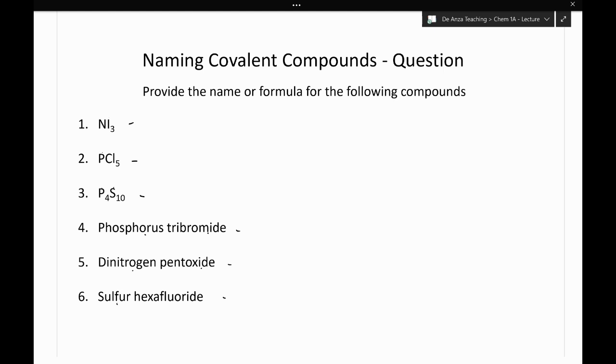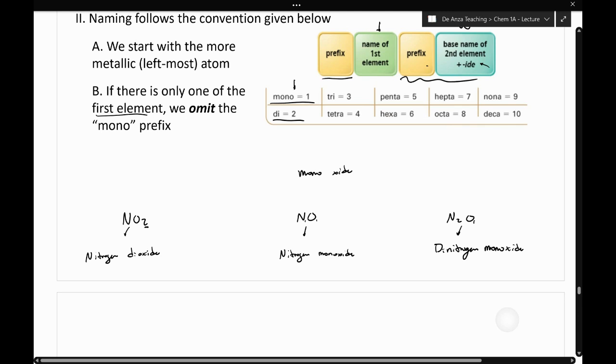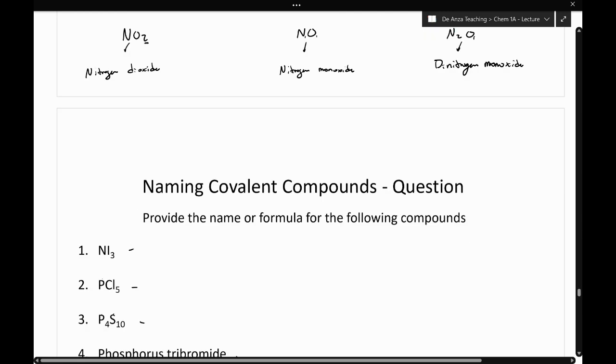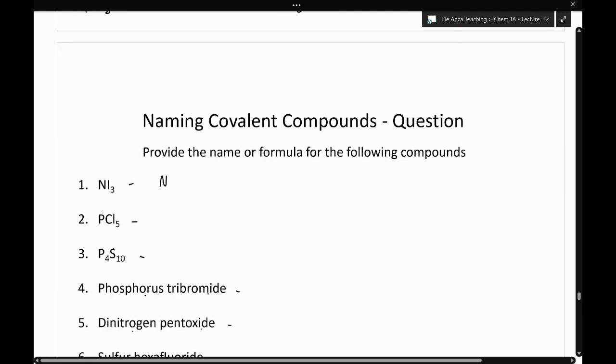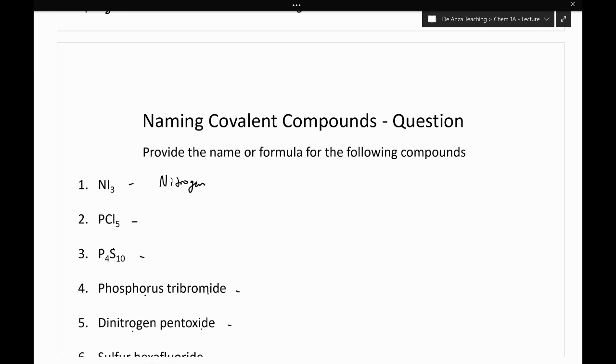So when we name these in the first 3 instances, we follow the scheme we just outlined on the last slide. We start by naming our leftmost atom, and if we only have one, we don't have to put a prefix. So here we have nitrogen, and then we specify our prefix. 3 is tri, and then this is one of those cases where we could drop one of the vowels because this is iodine and its base name is iodide. But in this case, you can drop or keep it. I'll keep it. So you have triiodide.